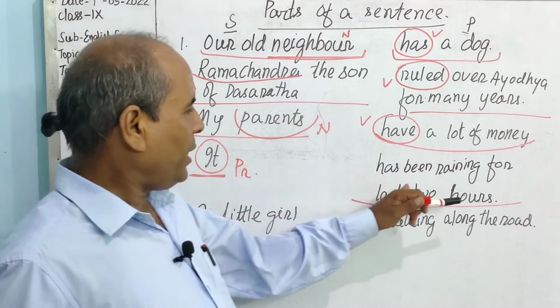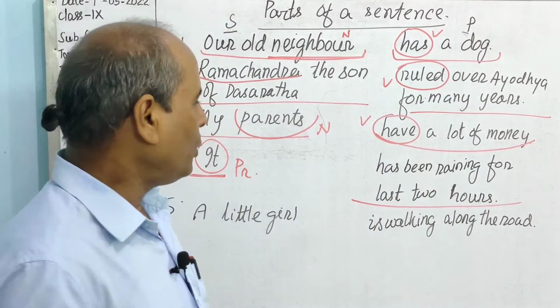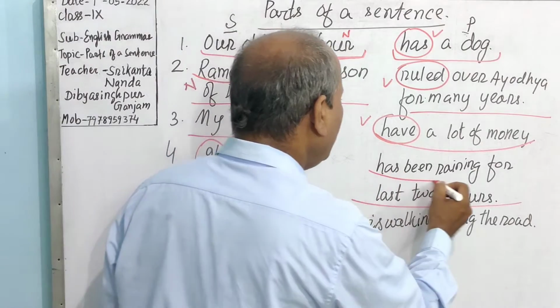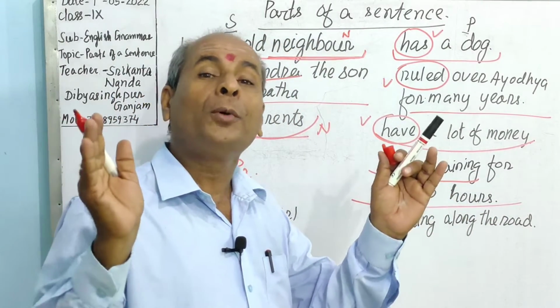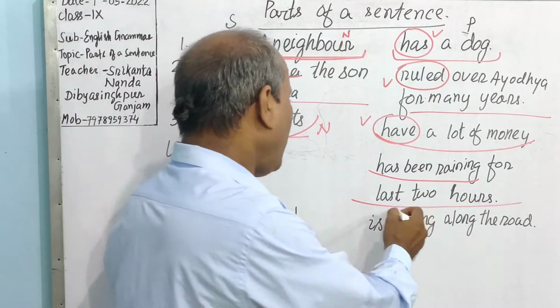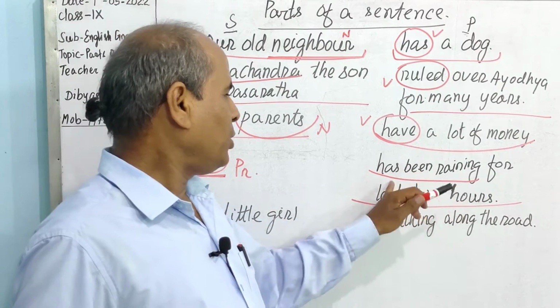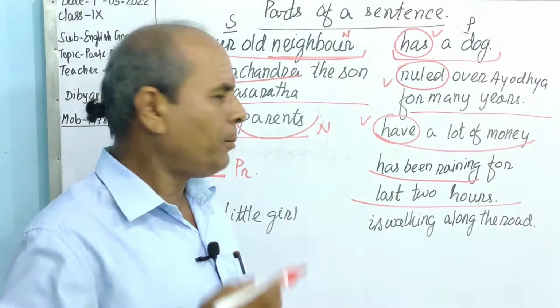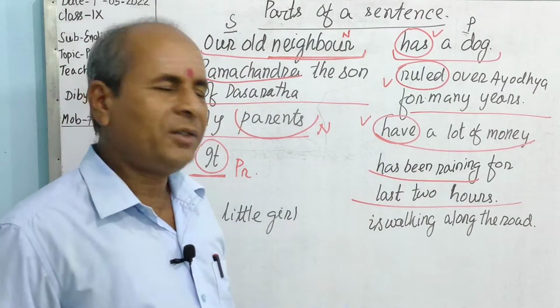We will see in the predicate part, has been raining for last 2 hours. We can say has been raining is the verb group. But for last 2 hours is the supporting part. Has been raining, so this is the verb group, not a single verb, but a verb group. So this is another main part of the sentence.